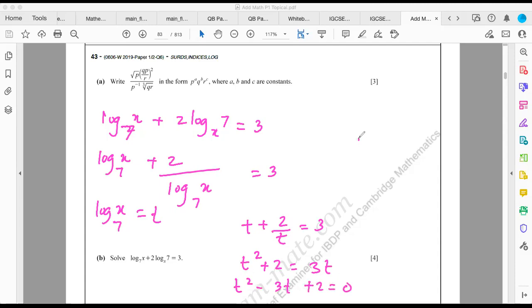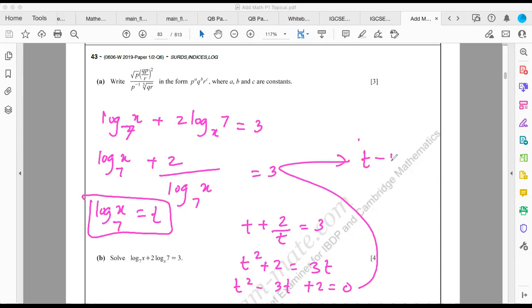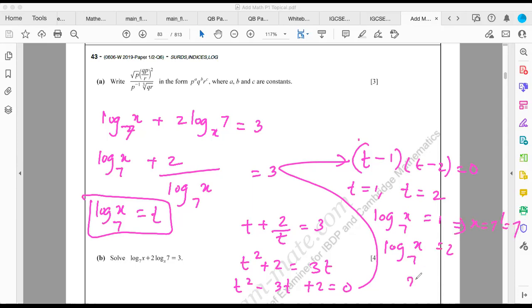So I have taken basically t as log x to the base 7. That simplifies our calculation to a certain extent. Now you factorize this, you'll get t minus 1 and t minus 2 equals to 0. So you get t as 1 and t as 2 basically. So you get log x to the base 7 as 1 and log x to the base 7 as 2. So this results in x as 7 to the power 1, which is 7. And the second one results as x as 7 squared, which is 49.